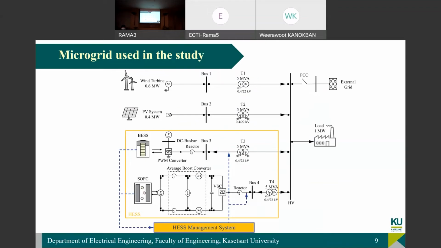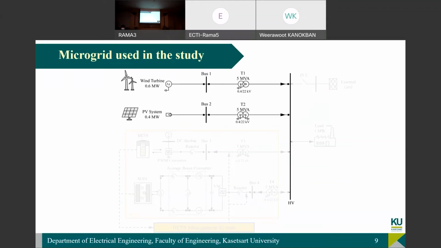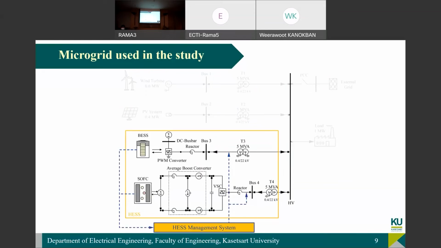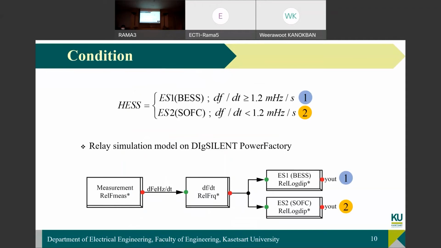In this work, we use a single area microgrid. The first is a wind turbine. The second is a PV system, and we have a load of 1 megawatt. We have two energy storage systems, or HESS, consisting of BESS and SOFC. The condition we use is a differential frequency relay, and the model is in DIgSILENT PowerFactory.